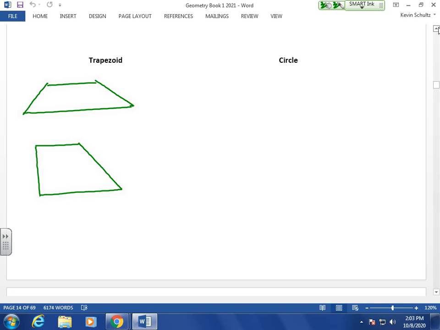But what do we know about a trapezoid? Perimeter is the same thing, all sides added together. So you've got side 1 plus side 2 plus side 3 plus side 4. Same thing as a square, rectangle, triangle, just all sides added up. But does anyone know the formula for the area of a trapezoid? The area of a trapezoid.